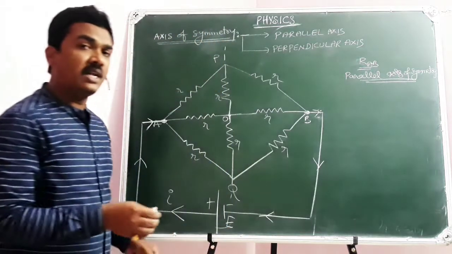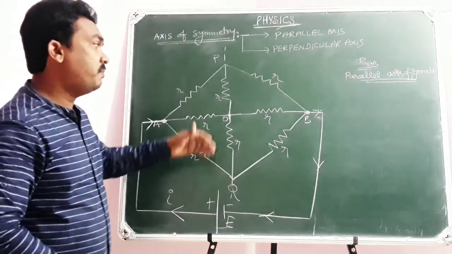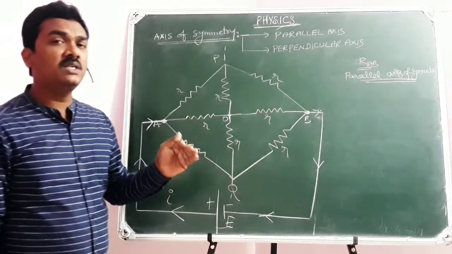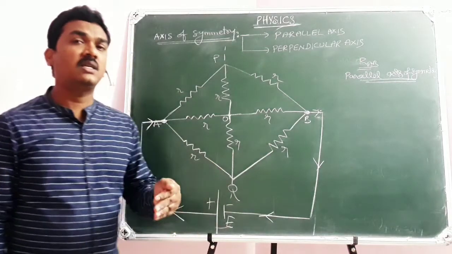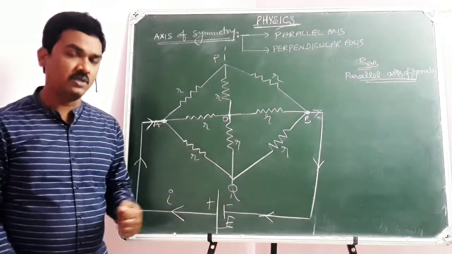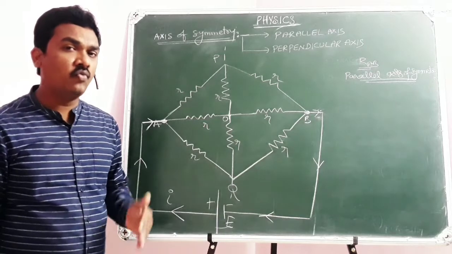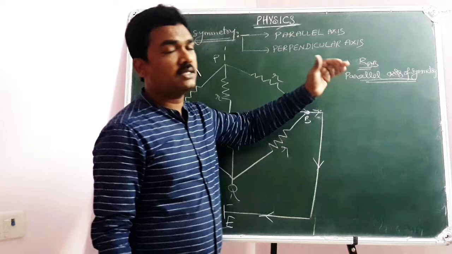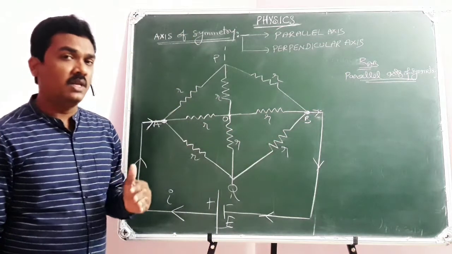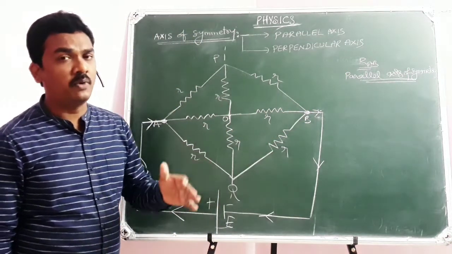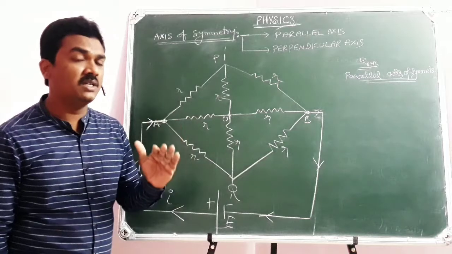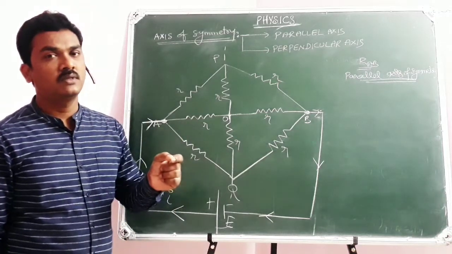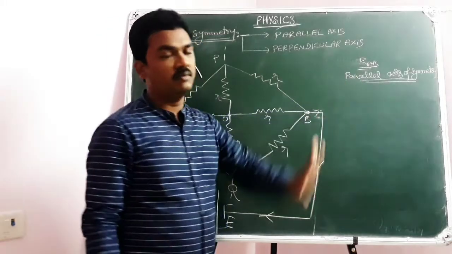Then fold your electric circuit about the parallel axis of symmetry. Then the respective meeting points will be at the same potential. I repeat, if you have folded your electric circuit about the parallel axis of symmetry, then the corresponding meeting points will be equipotential points. This is the statement of the parallel axis of symmetry.